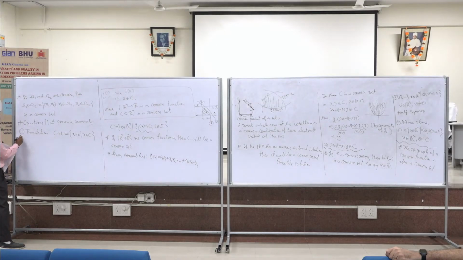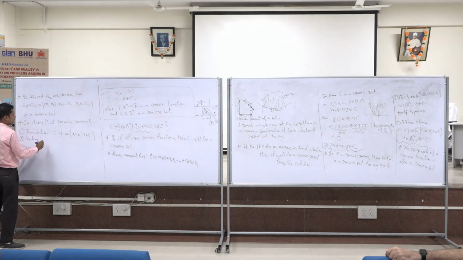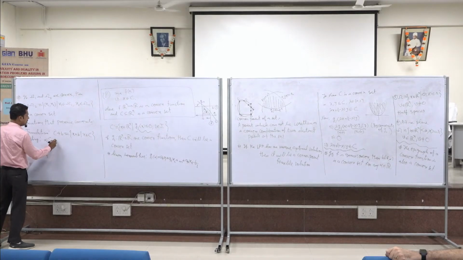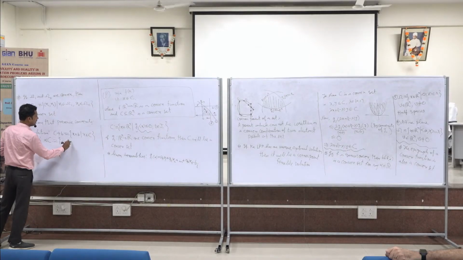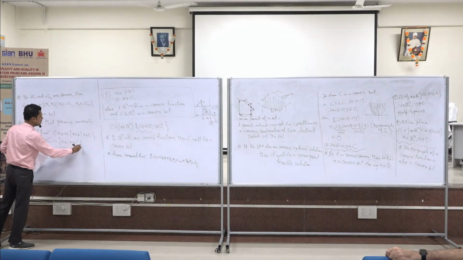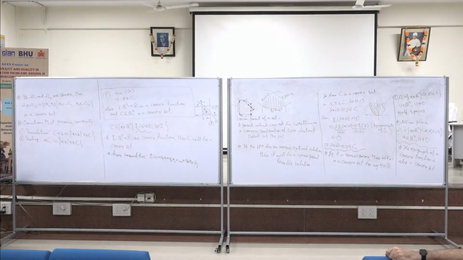Then we have scaling. You multiply with any number, so alpha x such that x belongs to C. This is scaling, and it also preserves convexity. If the set C is convex, then alpha C will also be convex, right?